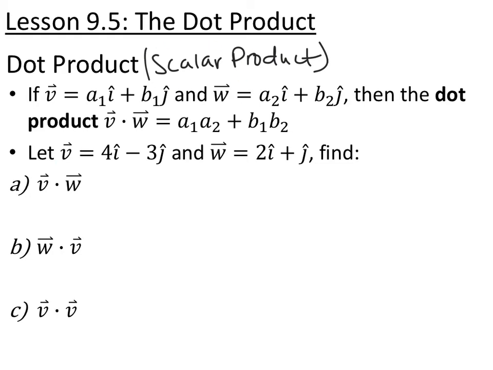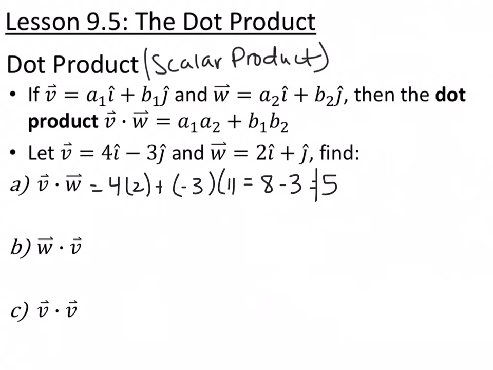So if we have v and w given here and we want to find v dot w, then we're going to multiply the x components together and add multiplying the y components together. So we have 8 minus 3, which is a positive 5. And again, you end up with a number for a dot product, not a vector. So go ahead and pause the video and find w dot v and v dot v.